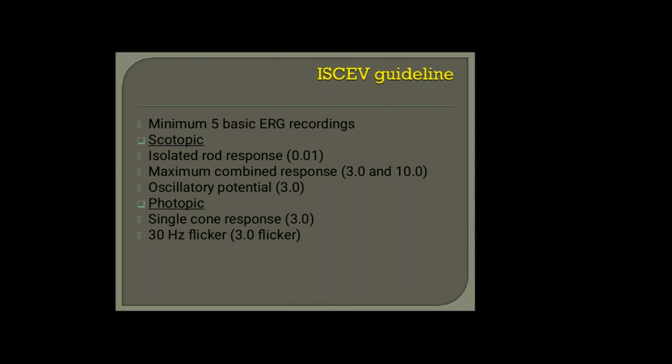So as per the ISCEV standard, there are 5 subsets of tests done across 2 segments. One is scotopic, that means the dark stage, and one is photopic, that is the light stage. In the scotopic, we assess the photoreceptor rods, and in photopic, we assess the cones. And in oscillatory potential, we look at the amacrine cell function. This amacrine cell function can be assessed in the photopic segment also, but as ISCEV has mentioned, it is in the scotopic, so ideally we do it in the scotopic part.